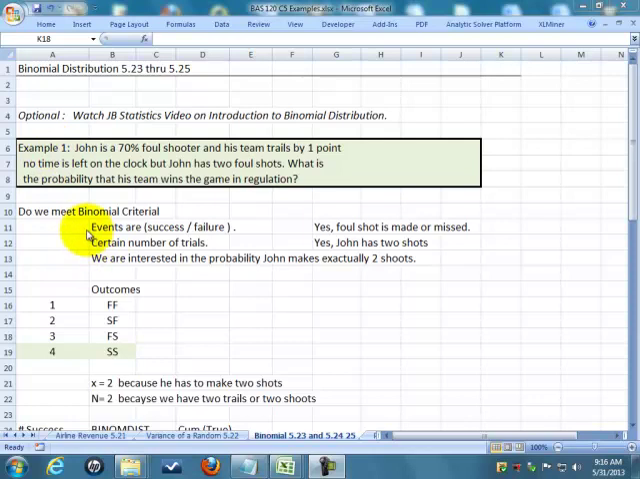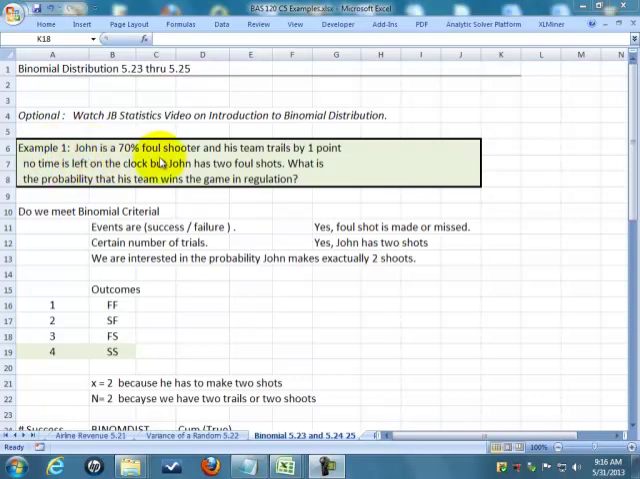So binomial distribution is where I have events that are either success or failure. For example, a foul shooter: I either make the foul shot or I miss the foul shot. I flip a coin or I don't. My product passes inspection, or it doesn't pass inspection.